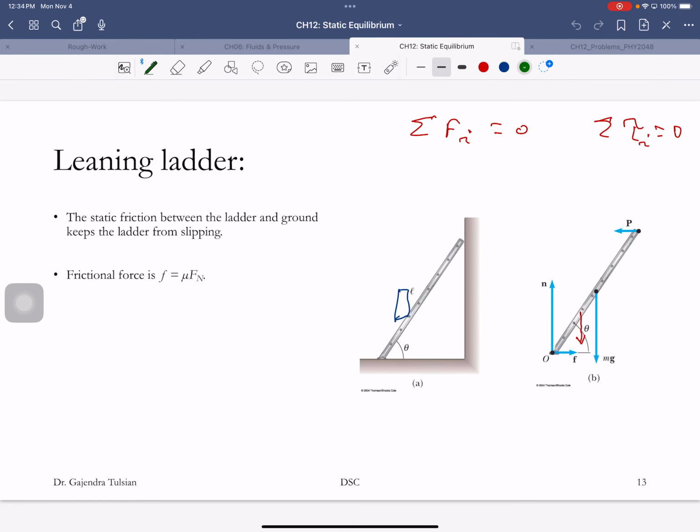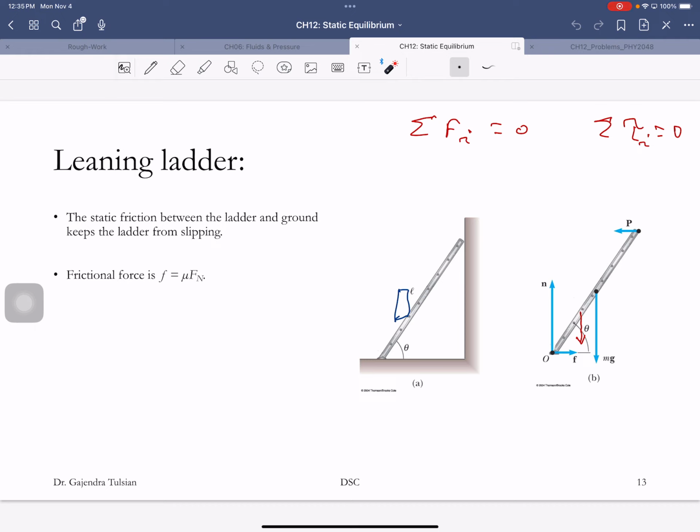Okay, so last time you saw that when you apply forces on an extended object, so here's a ladder and let's say somebody's climbing up the ladder. So here are the forces acting on the ladder. Okay, the weight of the person, the weight of the ladder, the wall pushing back on the ladder.